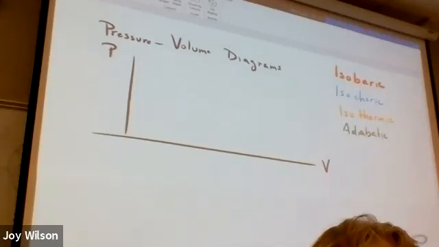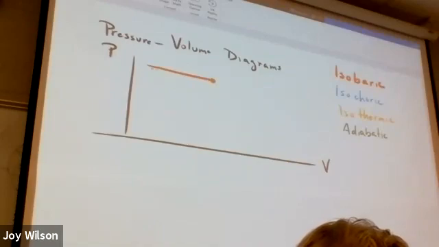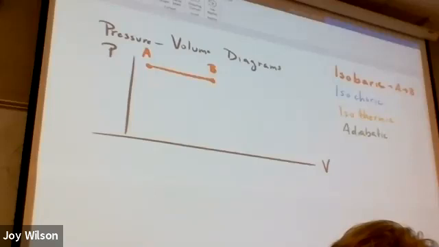Okay, so isobaric means what? You remember? What does a barometer measure? Pressure. So isobaric is a constant pressure process. So an isobaric process on a PV diagram would be a horizontal line. So isobaric would be A to B. You stay at the same pressure the whole time.